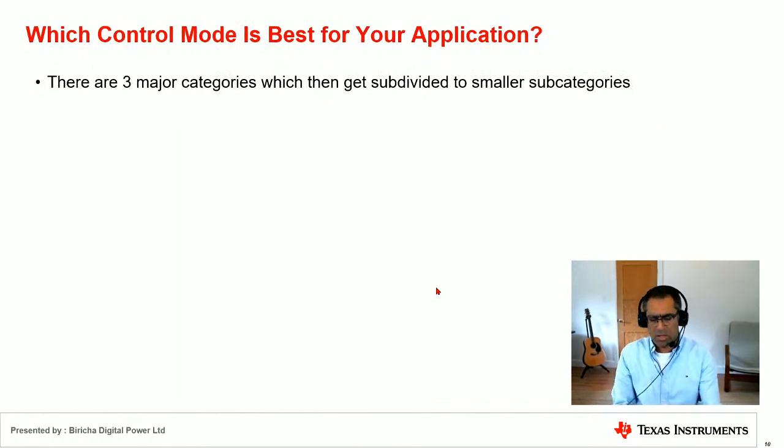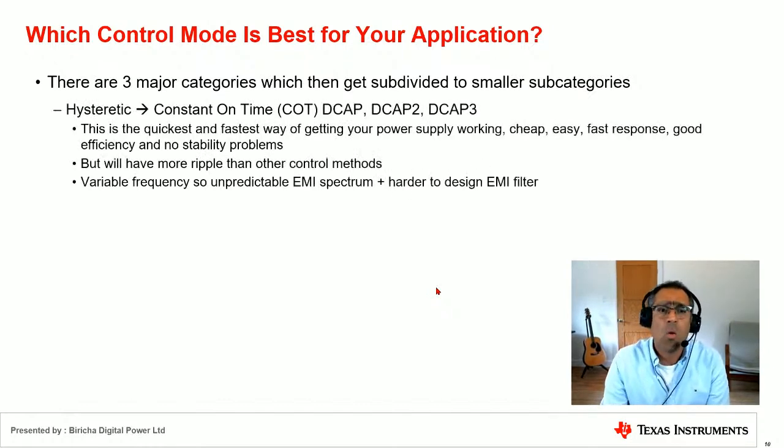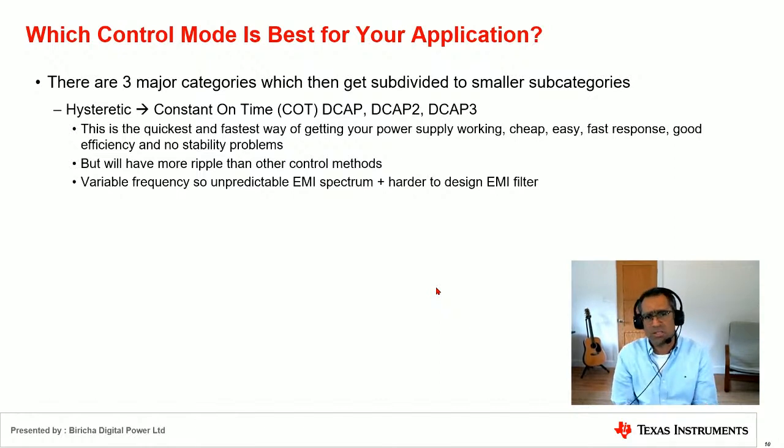We have decided on the different IC packages and what's inside them. Now, which control mode? There are three major categories. There are many others, but there are three major ones which are very popular. One of them is the hysteretic modes, and that is modes such as constant on time, DCAP, DCAP2, DCAP3. These are very quick and fast in terms of getting your power supply working.